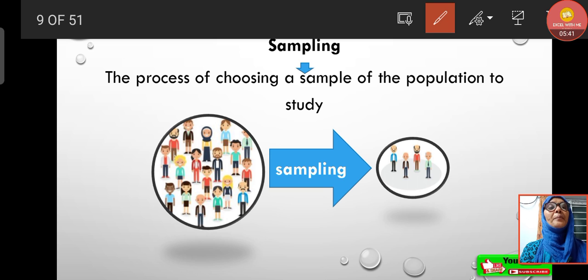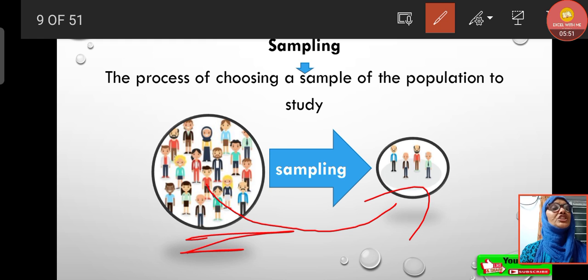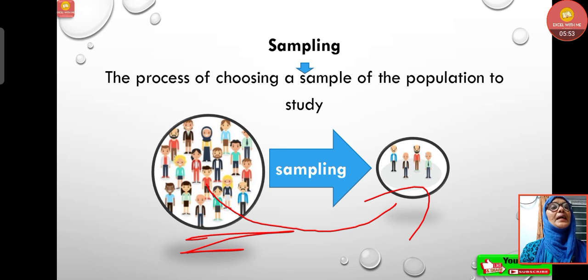Now, sampling is the process of choosing a sample of the population to study. That's the simple meaning. What is sampling? Sampling is the process of choosing. What is your process of choosing a sample out of the big population? That is sampling.